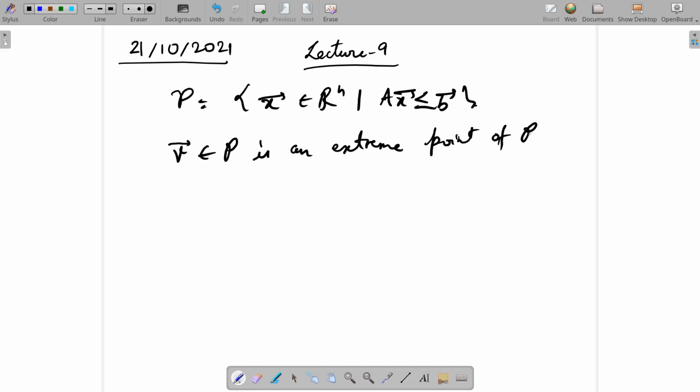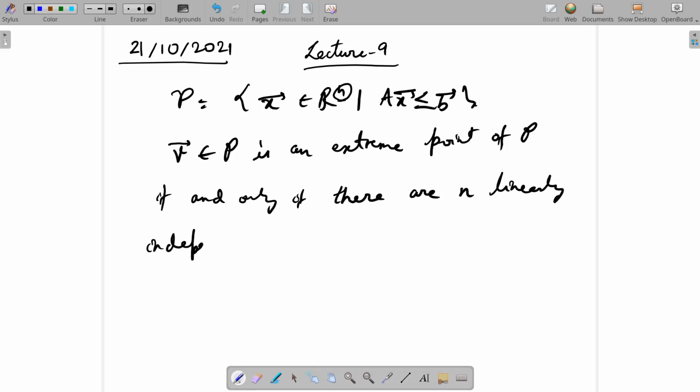if and only if, x is in Rn, this polyhedron is in Rn, so V in P is an extreme point of P if and only if there are n linearly independent constraints among these constraints. There are n, so n is this dimension n. There are n linearly independent constraints amongst Ax ≤ b that satisfy equality at V.